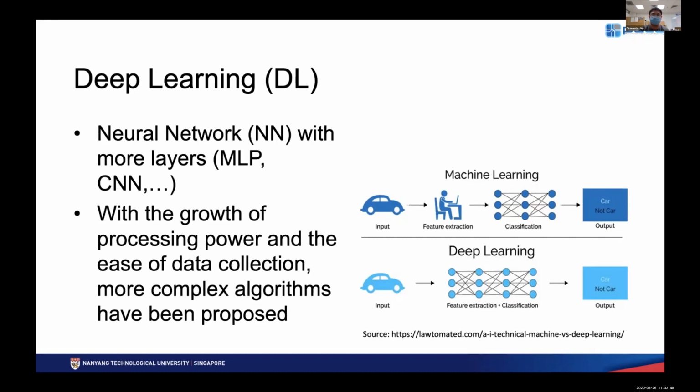Deep learning has grown due to the growth of processing power, namely the introduction of GPU, because machine learning and deep learning are not new. They have been there since the 1950s, but due to the restriction of resources, most people were not interested. With the processing power of GPU, we can now train with as many hidden layers as possible. Also, with the ease of data collection, for example from Facebook and Google, you can collect a lot of data. With these two components, growth of processing power and data collection, deep learning is now growing, and more and more complex algorithms have been proposed.